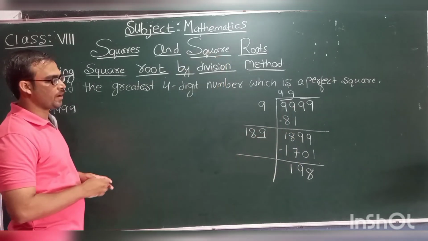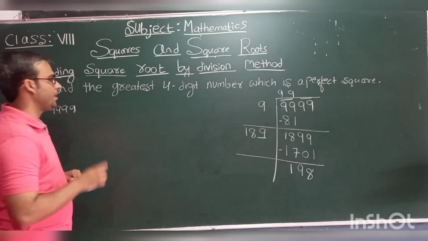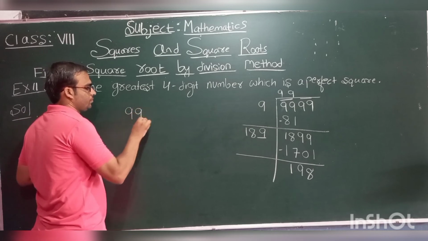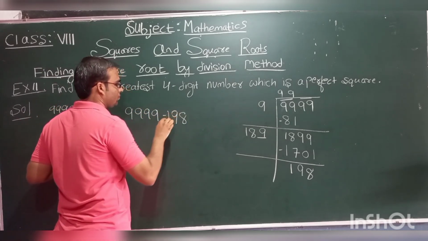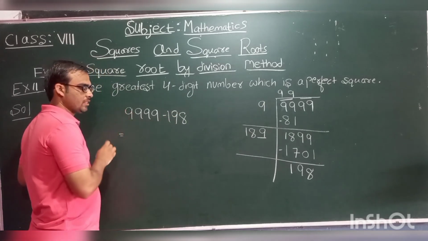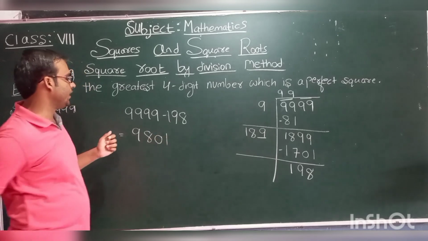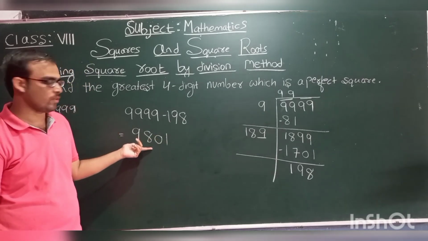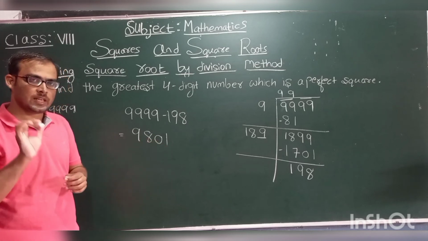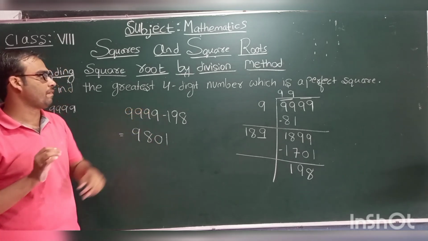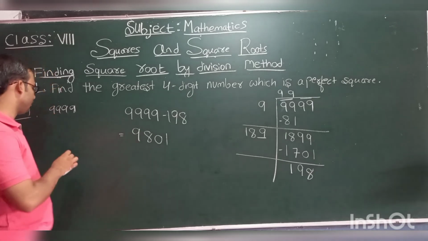Okay, now subtract 198 from 9999. Now when we subtract this, what are we getting? 9801. Okay, then this will be the perfect square. That is, 9801 is the greatest 4-digit perfect square. Then what is the square root of this one?